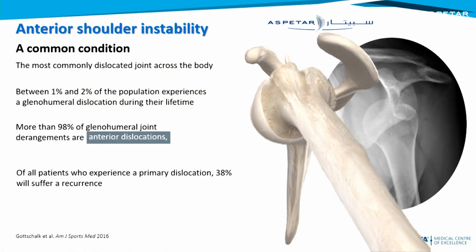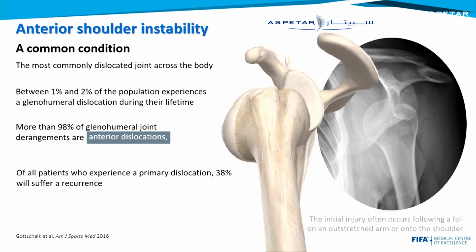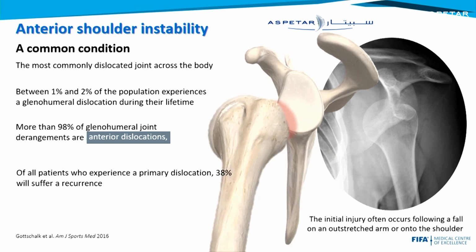So, shoulder instability is a very common condition. It's the most commonly dislocated joint in the body. Between 1 and 2% of the whole population, not talking about any risk factors, has the risk of shoulder dislocation. More than 90 to 95% of shoulder dislocations occur anteriorly, the rest posterior and inferior dislocations.